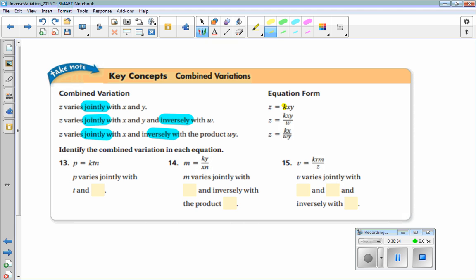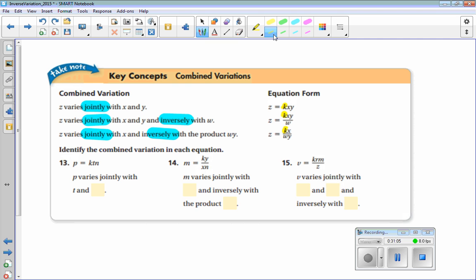So I'm just going to highlight k every time. It's a constant. We need to find that k every time. Isn't our process find k, find a model, solve the problem? So we're still going to continue to solve for k every time. So z equals some number k, xy. So this time you're going to be given an x, a y, and a z to be able to solve. Again, jointly means you multiply them all together.